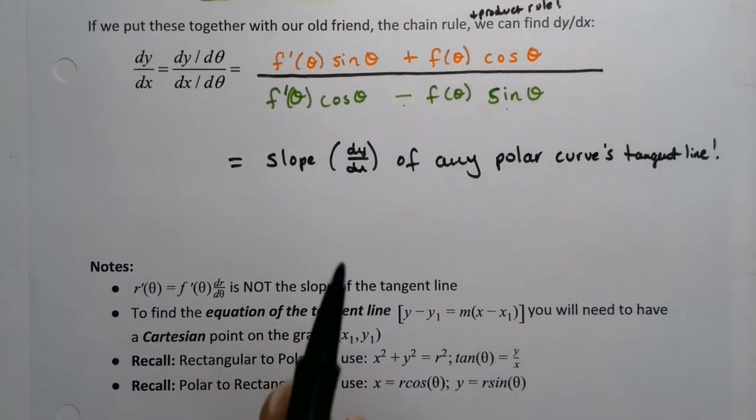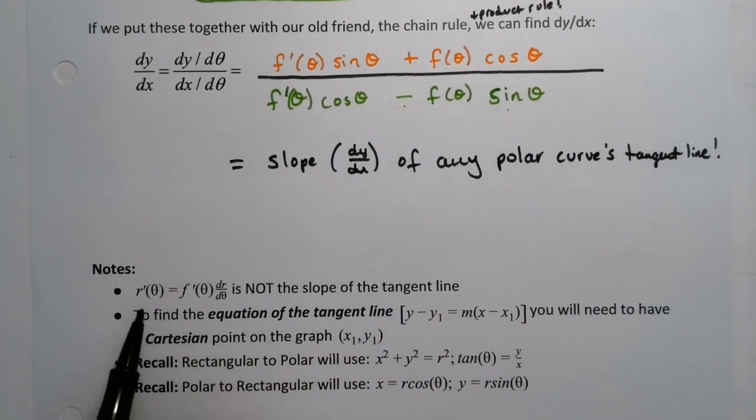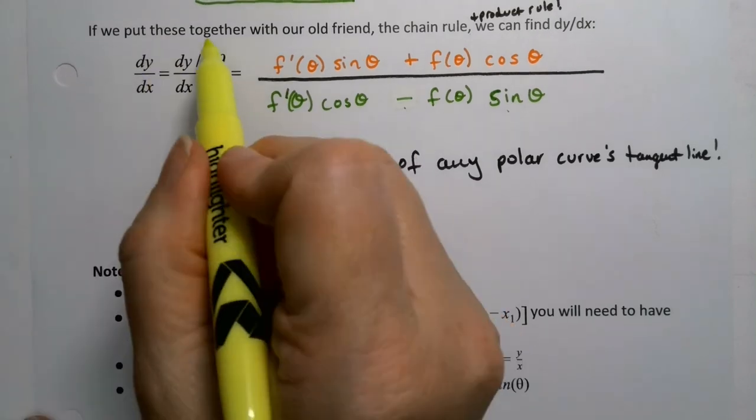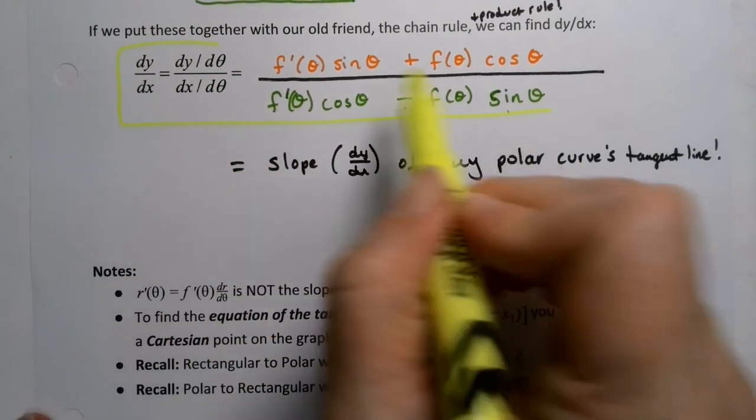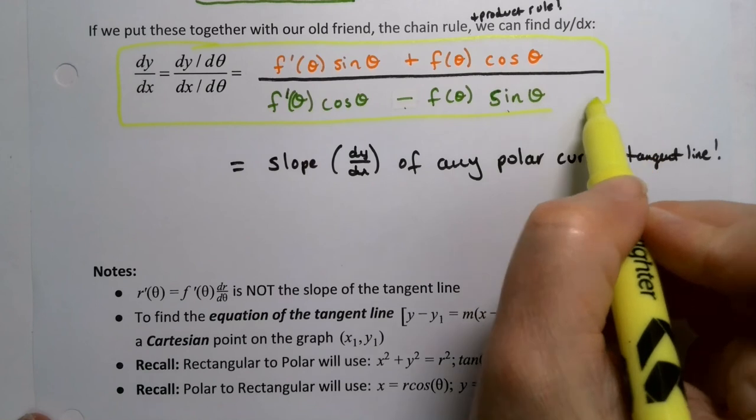Okay, so a couple things to note. A common mistake is for students to think they can just take the derivative of both the parts. You cannot, right? You have to use this formula. This formula is, I'm sorry to say, the formula for the slope of the tangent line.